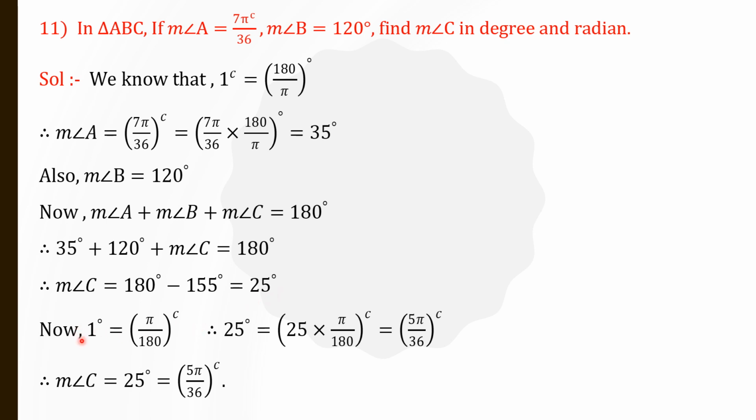Now we also have to find this angle in degree and radian. Here we get the result in degrees. Convert into radians. We know that 1 degree equal to pi divided by 180 radian. Therefore, 25 degree equal to, convert this angle into radian, multiply by pi divided by 180. 25 into pi divided by 180 radian equal to, simplifying, 5 pi divided by 36 radian. Therefore, measure of angle C equal to 25 degree, or in radian 5 pi divided by 36.